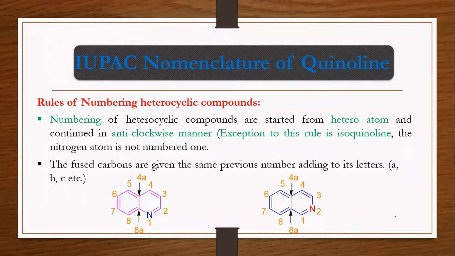Here you observe, in case of quinoline, the numbering is started from nitrogen, which is our heteroatom. Here we have written that the numbering of heterocyclic compounds starts from the heteroatom, and it is continued in the anti-clockwise direction. All of you know this is the anti-clockwise direction.